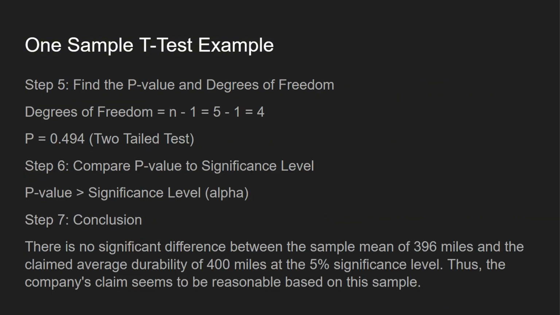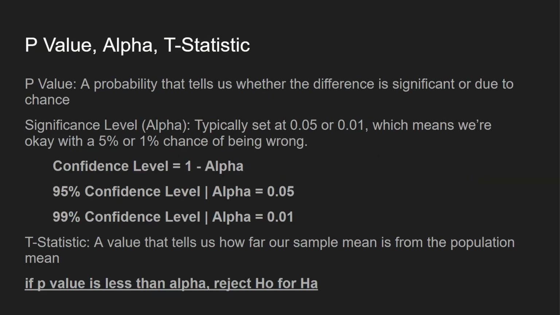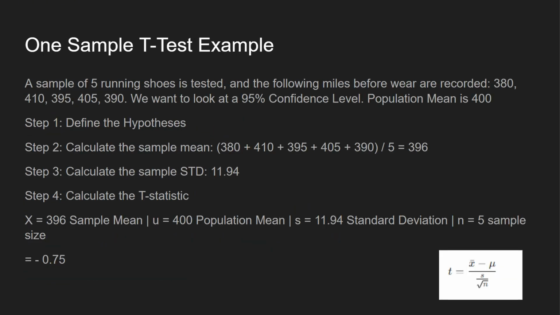Step 5 is to find the p-value and degrees of freedom, right? Degrees of freedom is going to be 4. We get a p-value of 0.494. And again, this is a two-tailed test because we're looking for above or below. Now we need to compare the p-value to the significance level, which is our alpha. The p-value is greater than that significance value alpha. If we go back over here, if p-value is less, then we reject H0 for Ha, but we can't reject H0 for Ha because our p-value is greater.